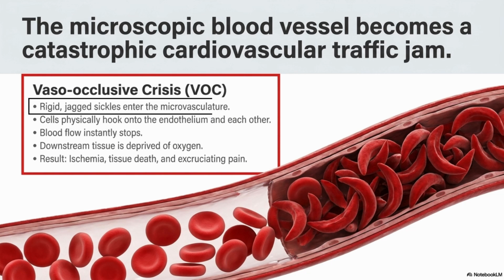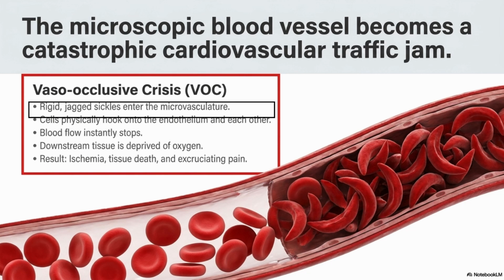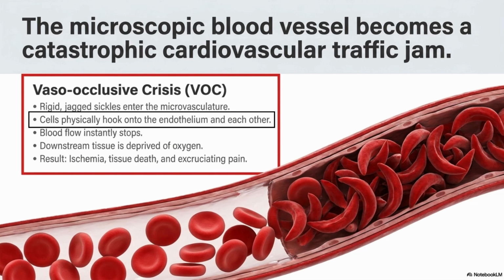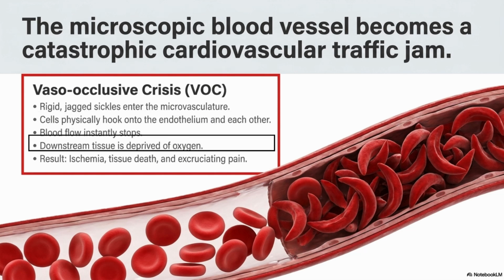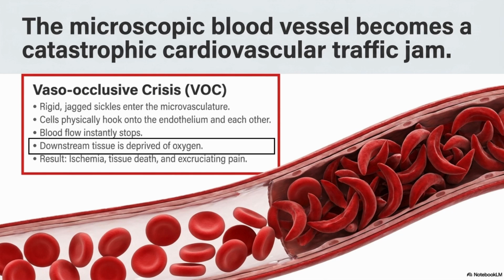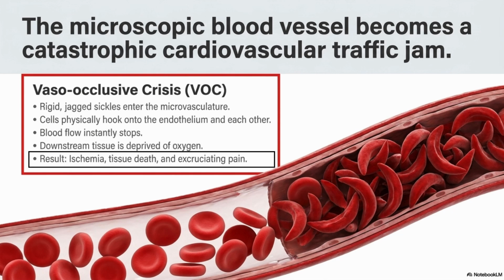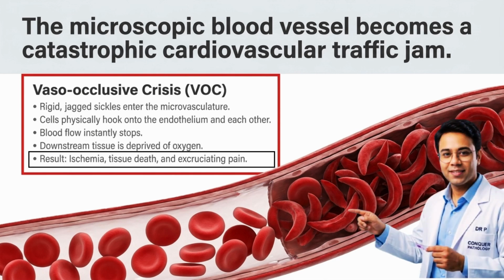The rigid jagged sickles enter the microvasculature. These cells physically hook onto the endothelium and onto each other. Because of this, blood flow instantly stops and the downstream tissue is completely deprived of oxygen. The ultimate result? Ischemia, tissue death, and excruciating pain.